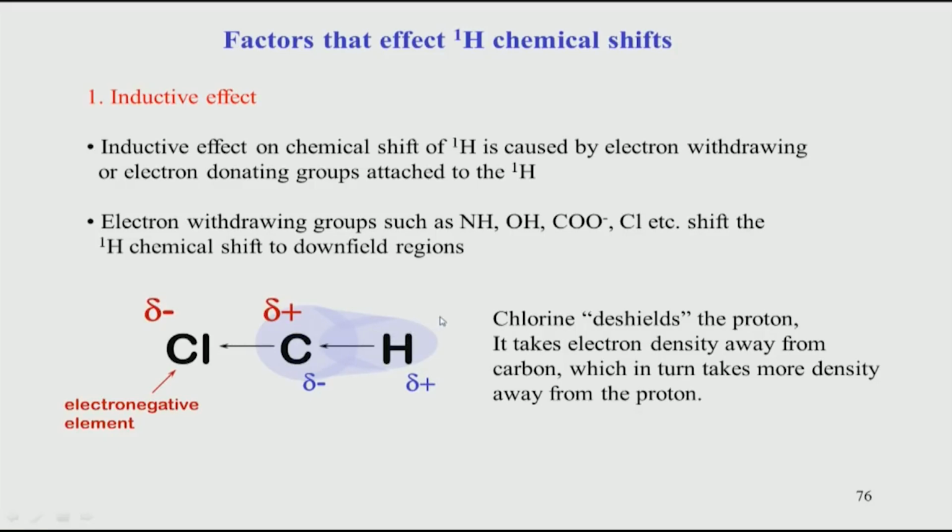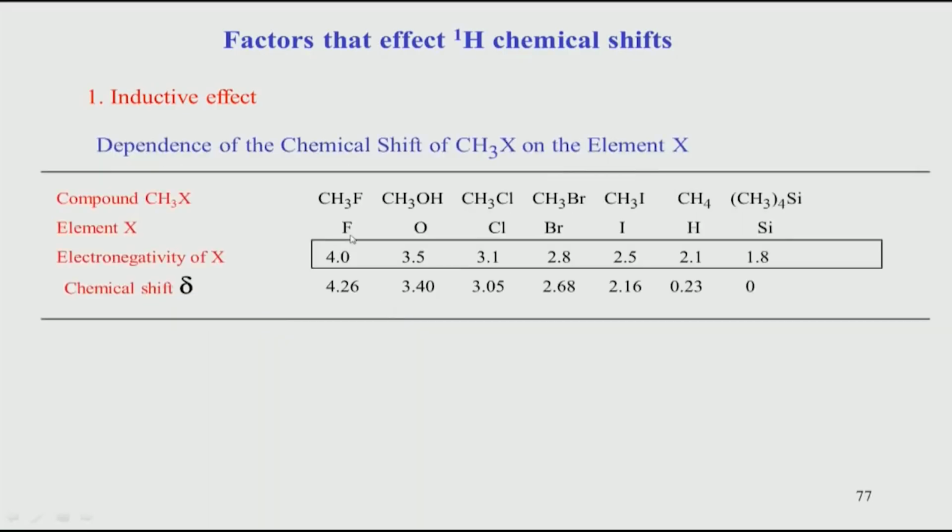So, this is one of the simple ideas of the inductive effect, and this can be further extended to more systems. This is what is shown here for different X atoms. This is a simple CH3X system where X can be any other heteroatom, such as an electronegative element, and here it is the most electronegative element in the periodic table, fluorine. When you have a CH3F system, the F withdraws electron density from carbon, which in turn withdraws from hydrogen. Therefore, the hydrogen in CH3F comes at a very downfield shifted position, typically around 4.26 ppm.